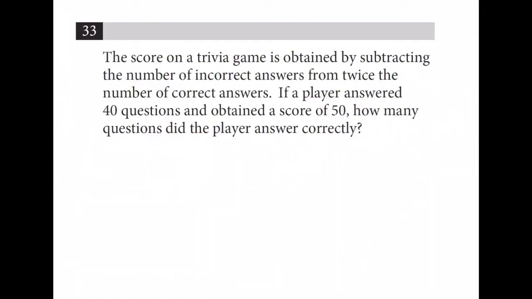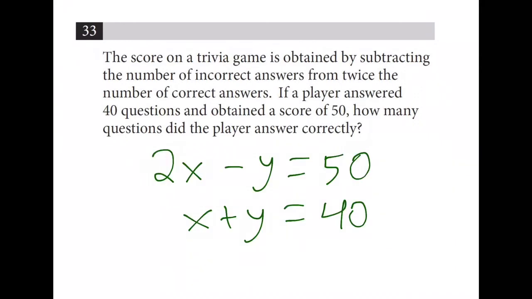33. The score on a trivia game is obtained by subtracting the number of incorrect answers from twice the number of correct answers. If a player answered 40 questions and obtained a score of 50, how many questions did the player answer correctly? I can set up my equations such that 2x, meaning a positive 2 for every correct answer, minus a 1y, or a subtraction of 1 for every wrong answer, gives me a score of 50. And the total number of correct and incorrect when added together is equal to 40.